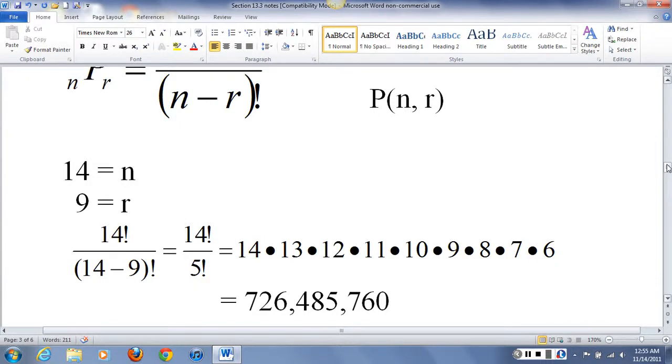So again, the reason I only multiplied what you see is that everything after 6, 5 times 4 times 3 and so on, is going to cancel out with a 5, 4, 3, 2, and 1 in the denominator, since the denominator is 5 factorial. So these are the numbers that are left over after canceling out.